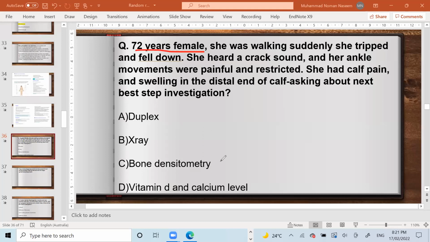A 72-year-old female, she was walking. Suddenly, she tripped and fell down. She heard a crack sound and her ankle movements were painful and restricted. Calf pain is there, swelling in the distal end of the calf. Now, what do you want to do as the next best investigation in this patient? Option A, duplex ultrasound. Option B, X-ray. Option C, bone densitometry. Or option D, vitamin D and calcium level.